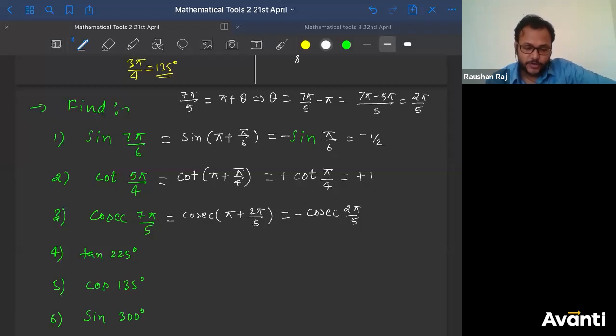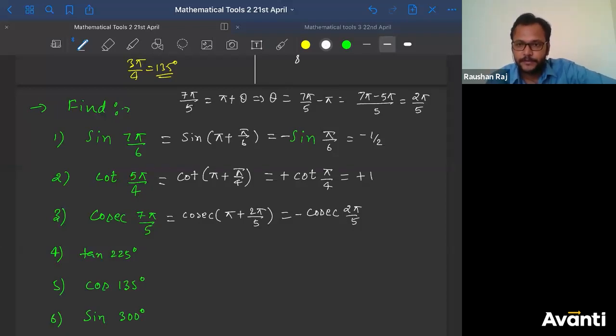See, if you are going to convert this in terms of pi by 2 plus something, that form we have not discussed. N pi by 2 plus minus theta, that form has not been discussed yet, right? So avoid that until I teach you that, okay? We are studying here trigonometric ratios of the form n pi plus minus theta.